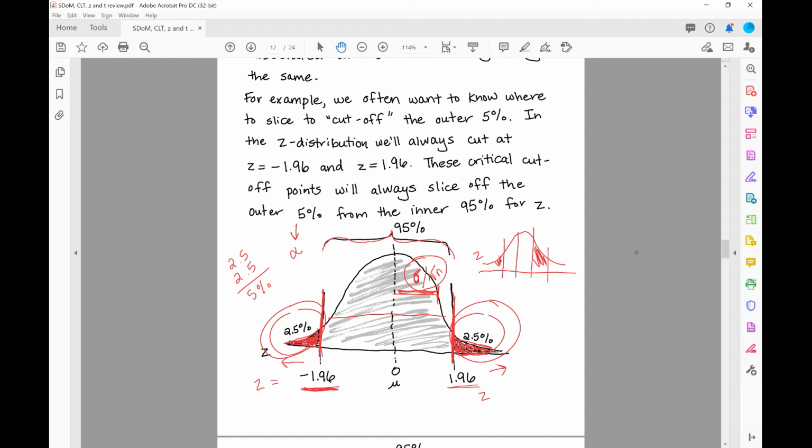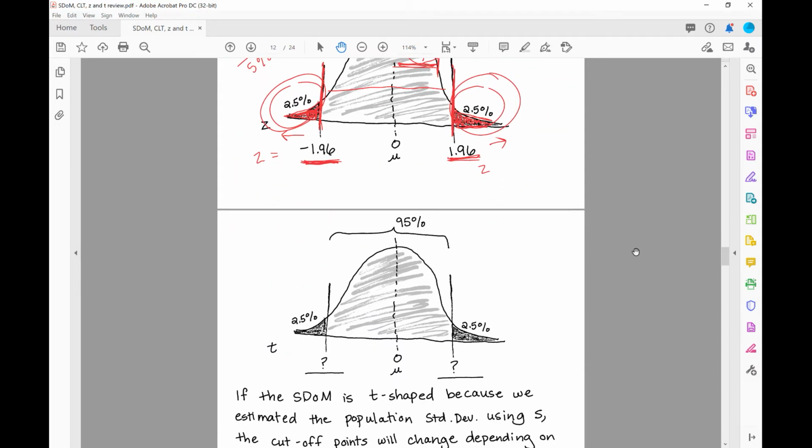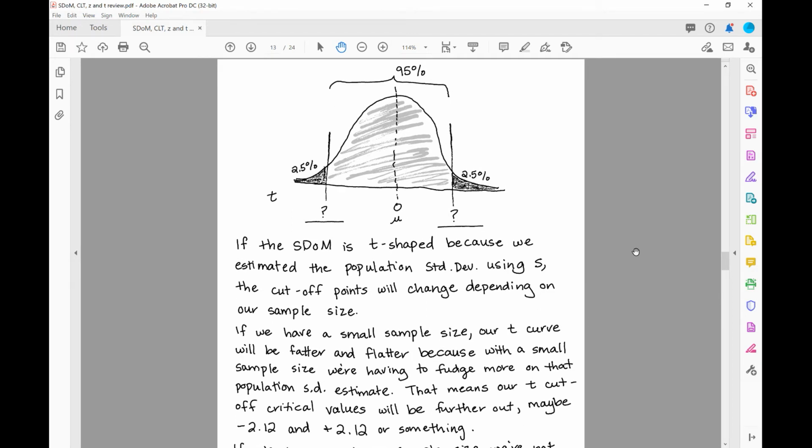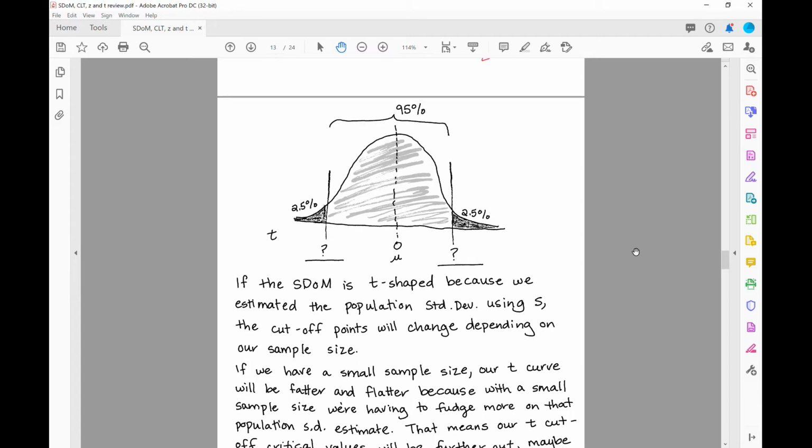Those numbers, 1.96, are always the same because that curve is always the same. Now that's not true for our T-shaped curves. Because we're estimating using S, we're not necessarily exactly sure how wide that standard error is, because we don't know for sure what the true population standard deviation is. So we're kind of fudging a little bit, right?